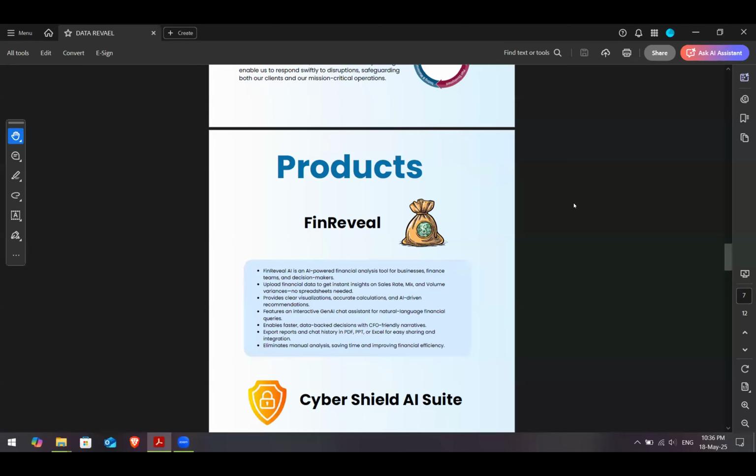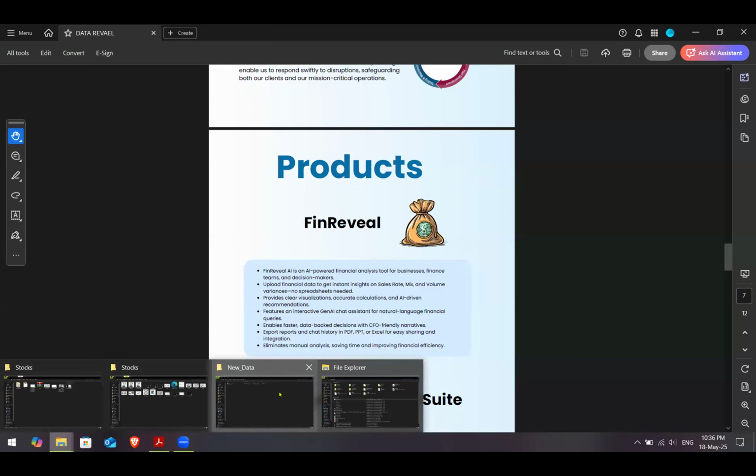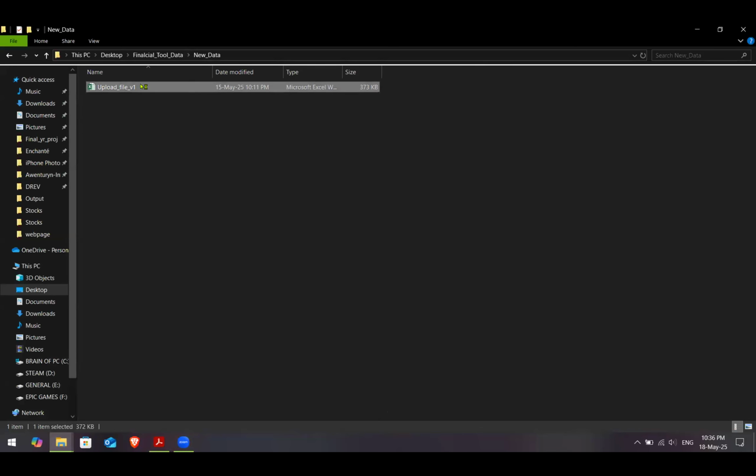Please go ahead. So let's start with maybe our first product, Fin Reveal. This tool is a financial analysis tool. It can be used for hospitals, retail, or any other, even employee management. You can use it for anything. Let me show you how the data looks. I'll take retail as an example.